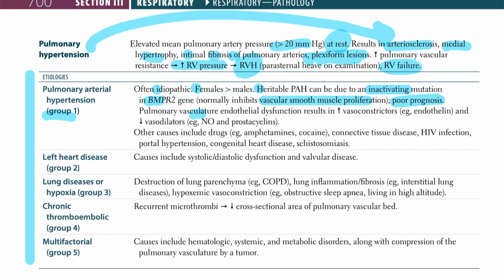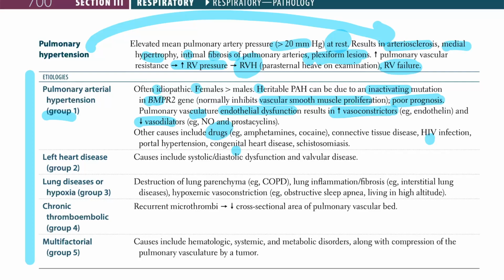Pulmonary vascular endothelial dysfunction results in increased vasoconstriction. So you have endothelial dysfunction, which causes increased vasoconstriction, for example, endothelin release, and a decrease in vasodilators, for example, a decrease in nitric oxide and prostacyclins. Other causes include some drugs like amphetamines, cocaine, connective tissue diseases, HIV infection, portal hypertension, congenital heart failure, schistosomiasis.